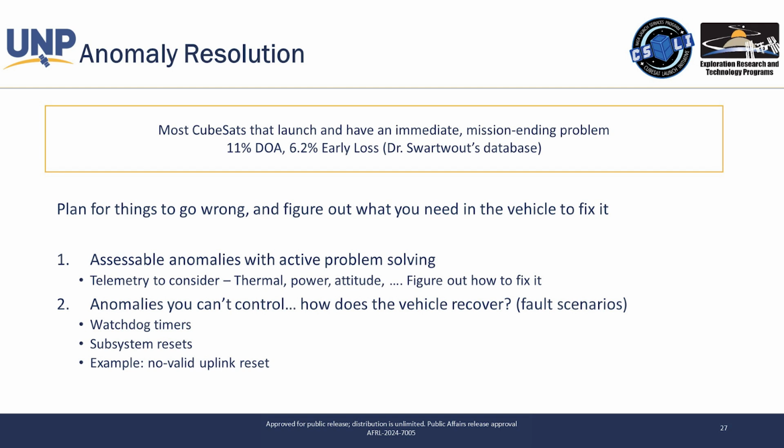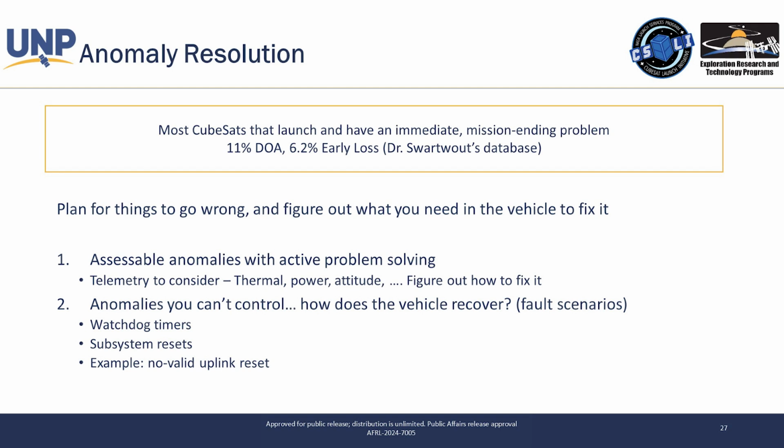But there are two different types of anomalies here, ways that you can think about them. There are the more accessible anomalies, ones that you can actually do something about as you see them. When that telemetry comes down, when you're assessing the state of health, you can see that your temperatures look a little weird, or your power is a bit low, or your attitude isn't pointing quite right, your star tracker isn't picking up the stars.